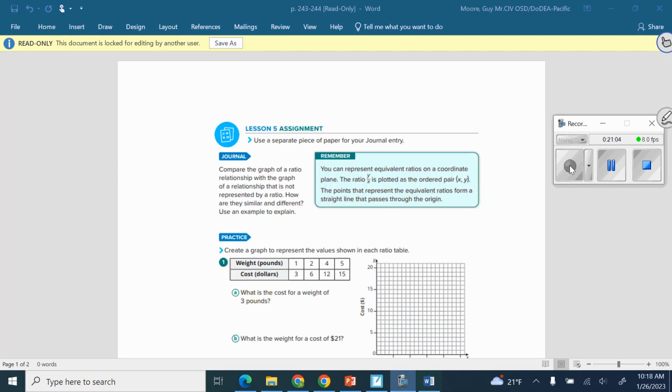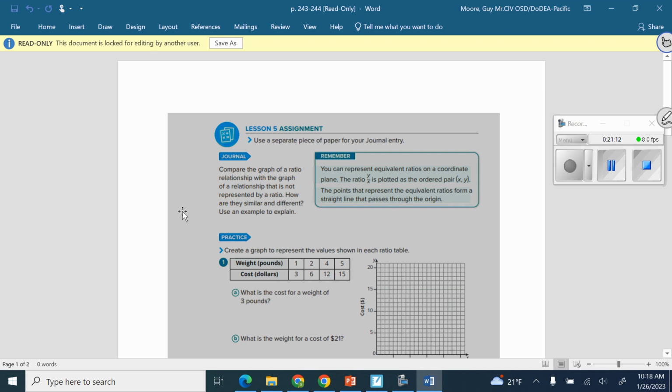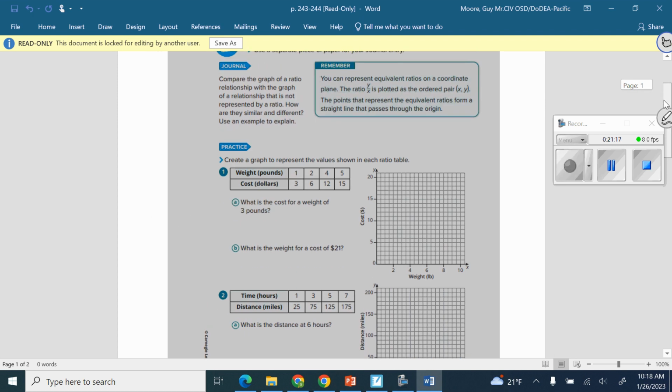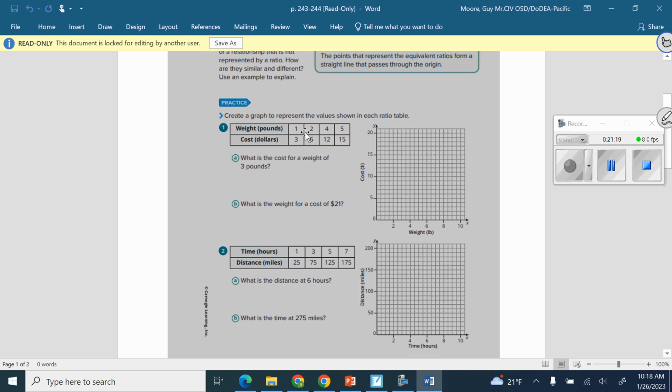Okay, here's your homework for tonight, page 243, 244. The first part, journal entry, make sure you've done that. The second part, creating the graph to represent the values shown in each ratio table. So you're doing two parts on this, really. They gave you the table. All you're doing is creating the graph. So apparently my pen's not going to work on this. So make sure you chart the values on the graph.